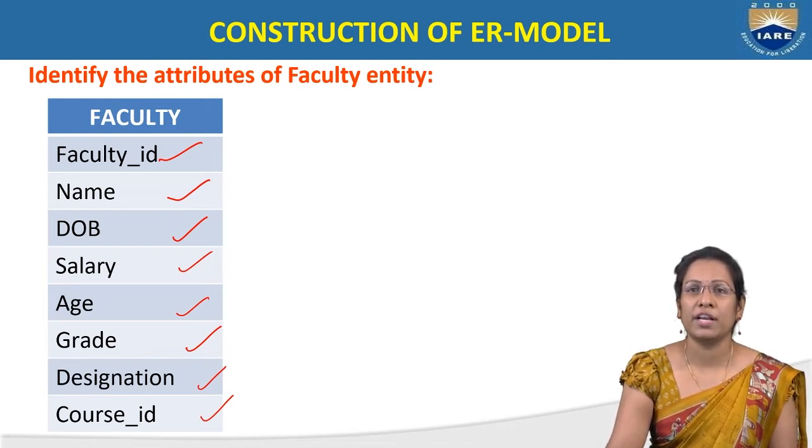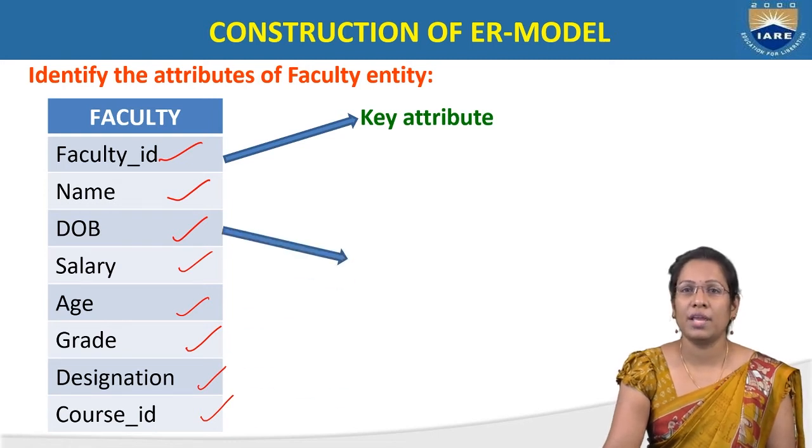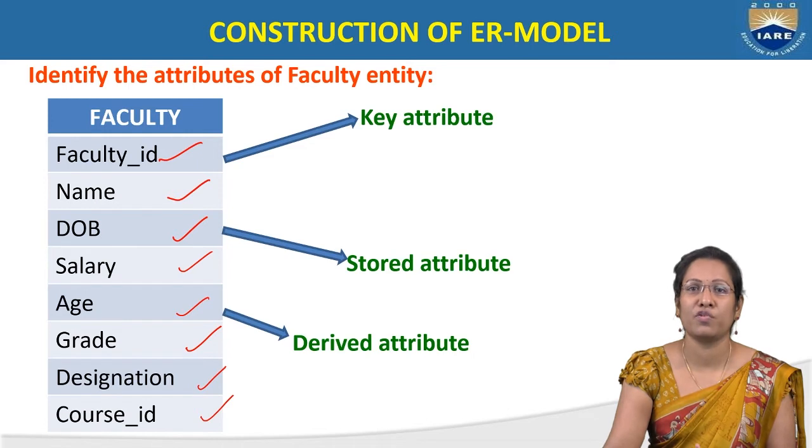And here we need to identify the types of the attributes. The first one, faculty ID, is called a key attribute, which uniquely identifies the record. Again we have DOB, that is a stored attribute, which will store the value given by the user. And the next one is age, a derived attribute which will extract the value from the stored attribute, that is DOB.